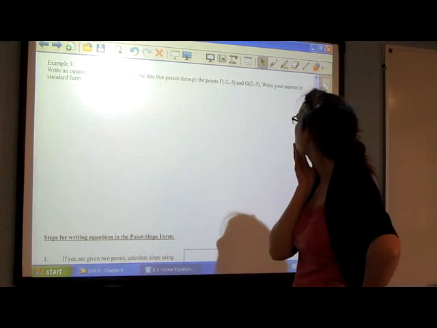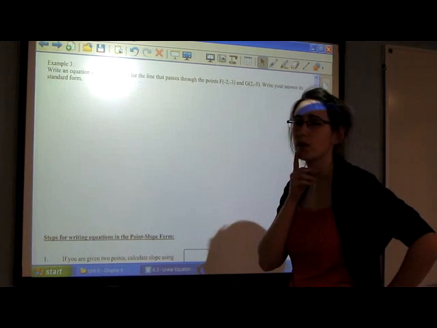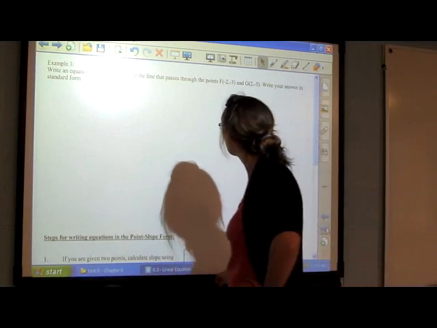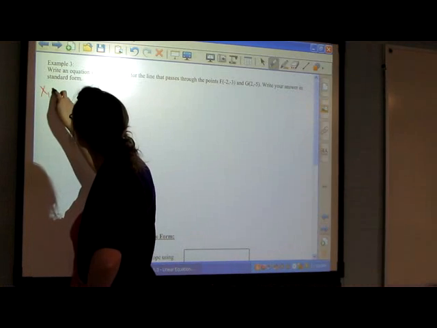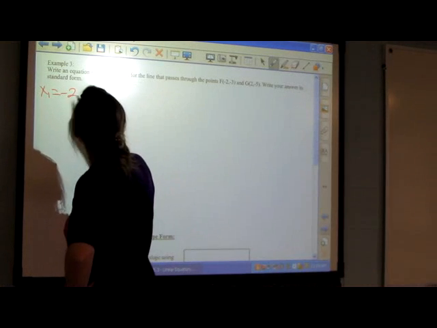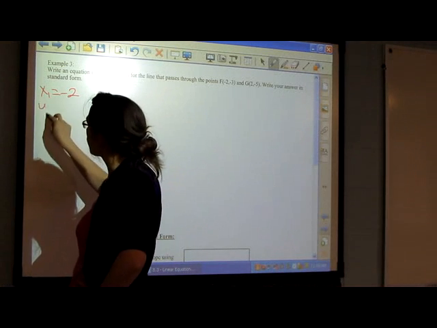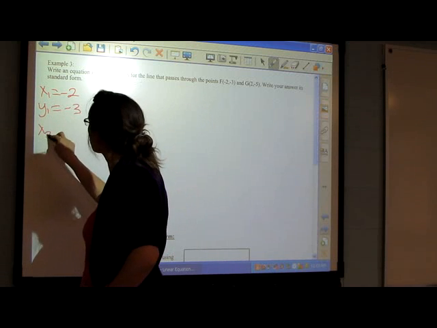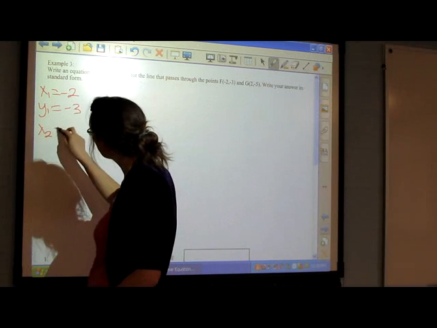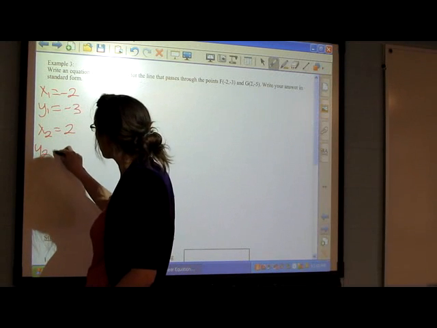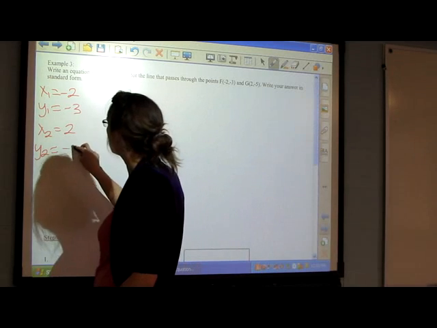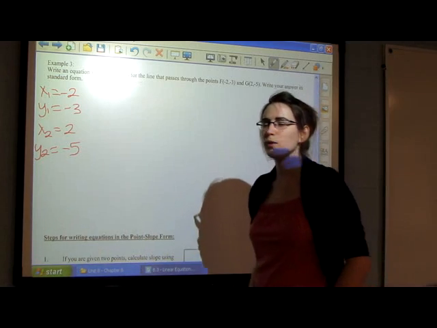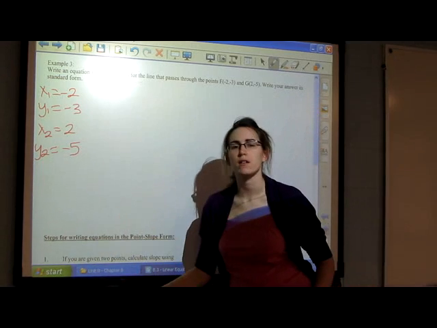Now, what can we do to figure out what that slope is? Well, we have 2 points. I know that the x value of my first point is -2. I know that the y value of my first point is -3. I know the x value of my second point is 2. And I know the y value of my second point is -5.